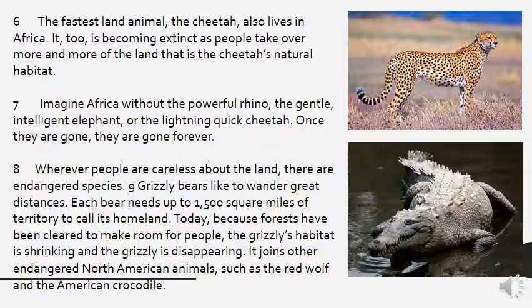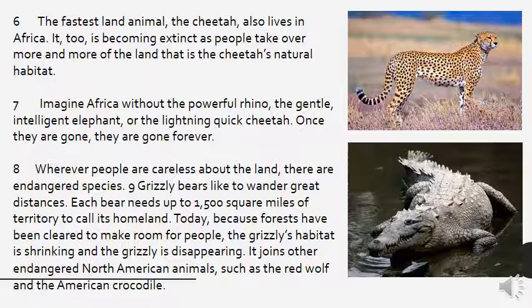The fastest land animal is the cheetah. This is the cheetah. It's such a beautiful animal. It also lives in Africa. It too is becoming extinct as people take over more and more of the land that is the cheetah's natural habitat. So also the cheetah is being hunted for its fur, for its skin first, and second, people are taking parts of its land, of their habitat. That's why they are losing their habitats.